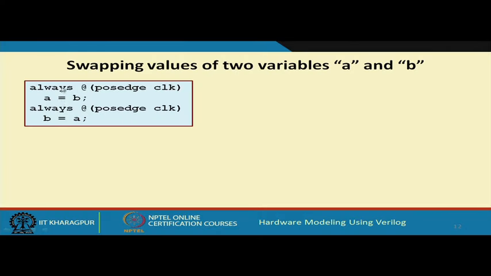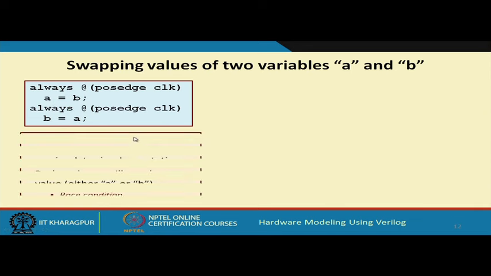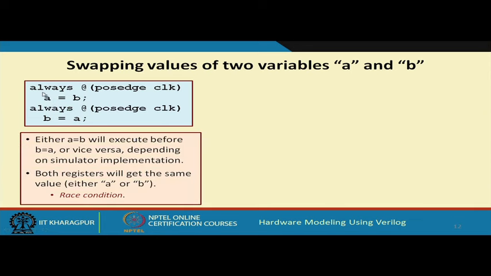This is the first example I am taking, using blocking assignment with two always blocks. Both are activated at the positive edge of the clock, there is no delay. So, at time t equal to 0, just immediately after the clock edge comes, these will be executed. Because these are concurrent blocks, A equal to B and B equal to A are actually executing concurrently. But when you are simulating this, depending on the simulator, it will be either doing this assignment first and then this, or the reverse.